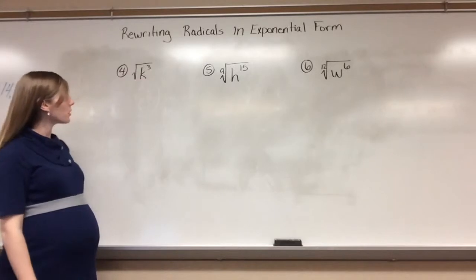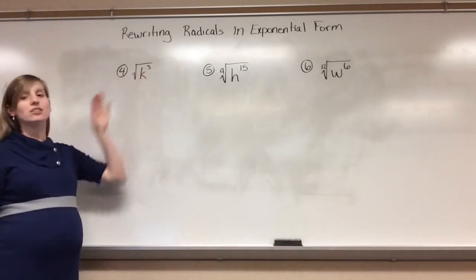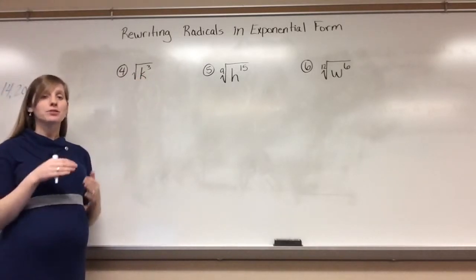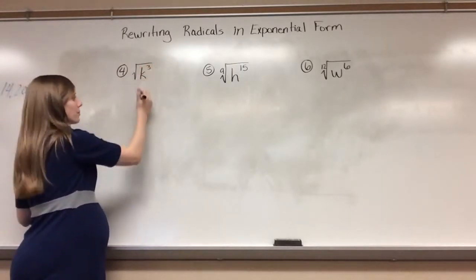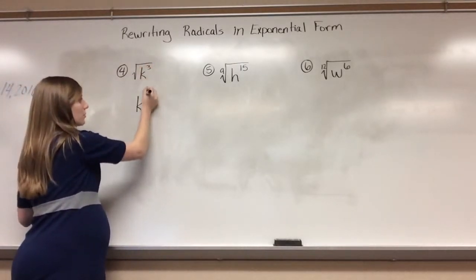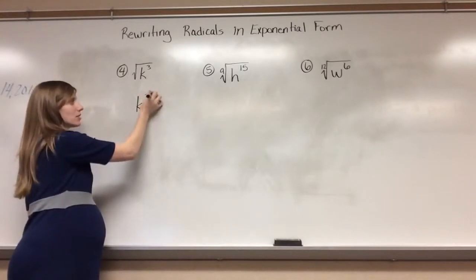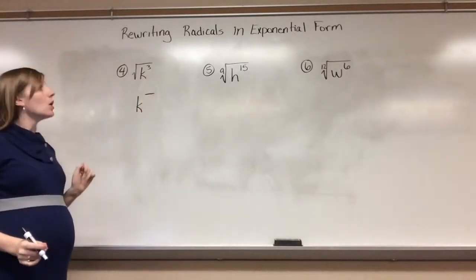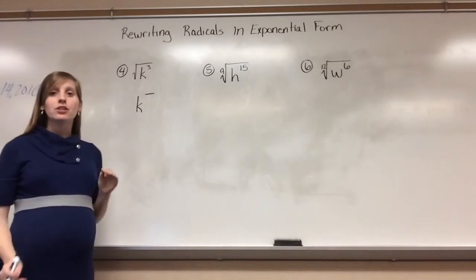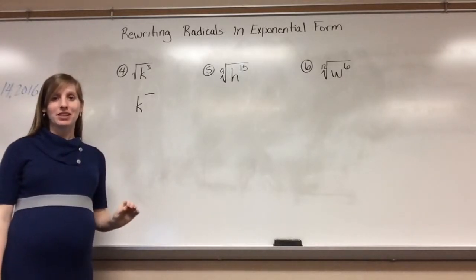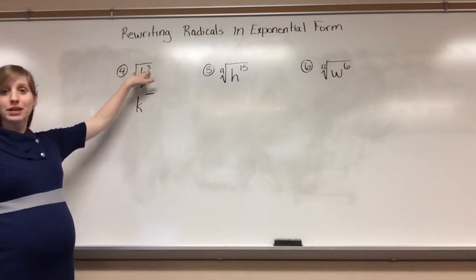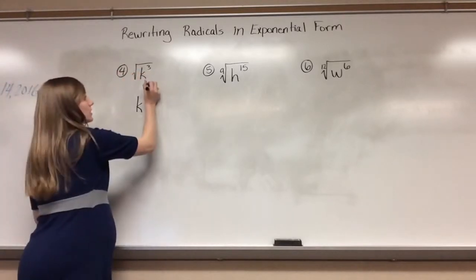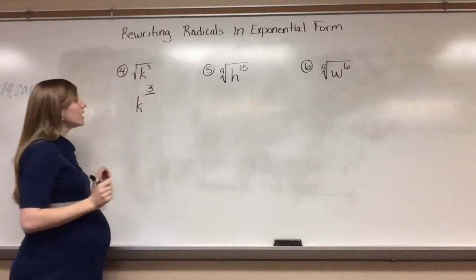For problem number 4, we have the square root of k to the 3rd power. All right, so I want to rewrite this in exponential form. So I'm going to start with my k, and I know my exponent is going to be a fraction, so I'll go ahead and put the fraction bar. We need to start with the numerator. The numerator is the exponent in the original problem. So looking at this, my exponent is 3, so my numerator is going to be 3.